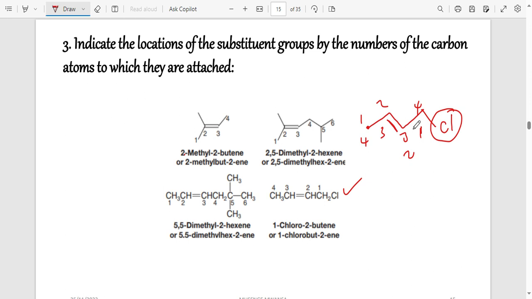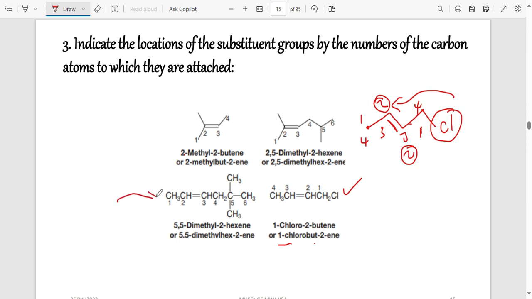Start from the direction, because you can see the double bond is receiving the same position. So start from the direction that will give a small number to the chlorine also, because the double bond is receiving the same position. So start from this direction. So the name becomes 1-chlorobut-2-ene.